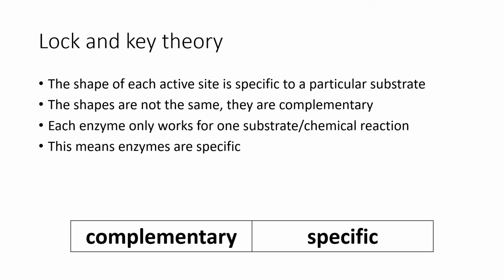So lock and key theory is simply the fact that the active site of the enzyme and the substrate that goes into the enzyme are complementary shapes. They're not the same shape, they are complementary in that they fit together perfectly. We also have a concept that enzymes are specific. Because of the complementary nature of the shapes of the active site and the enzyme, it means that each enzyme only works on one chemical reaction or one substrate. So we talk about enzymes being complementary and specific, and this is what we mean by the lock and key theory.